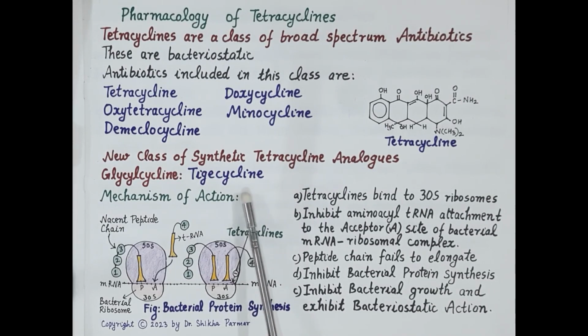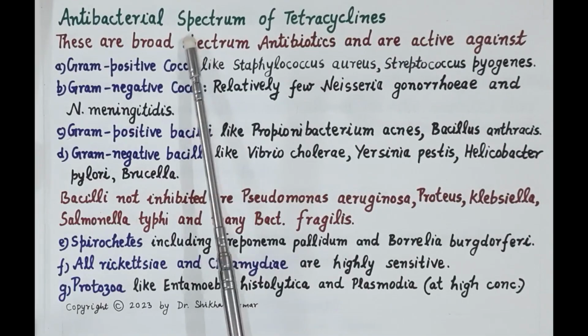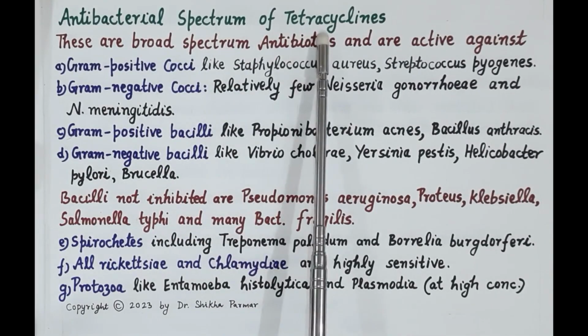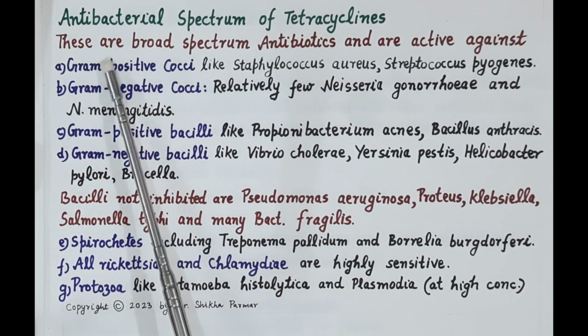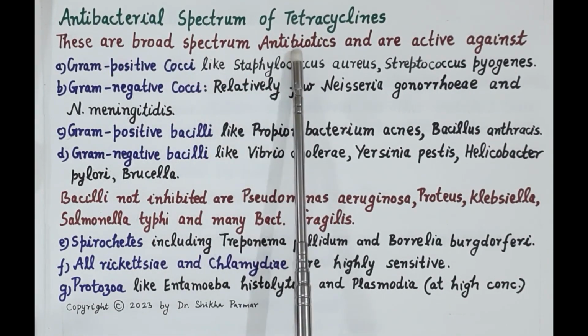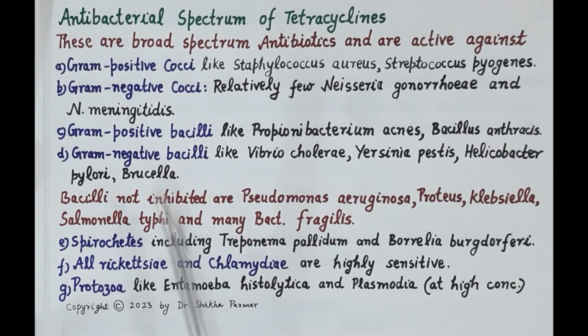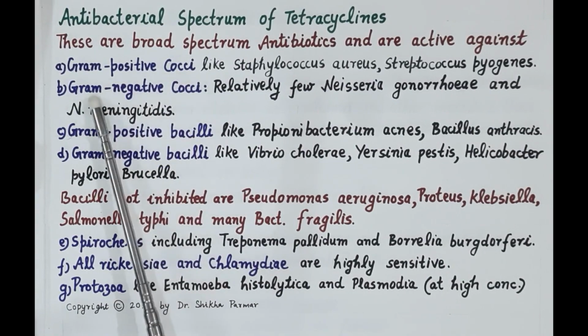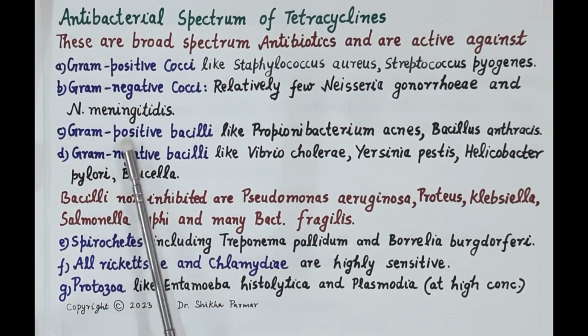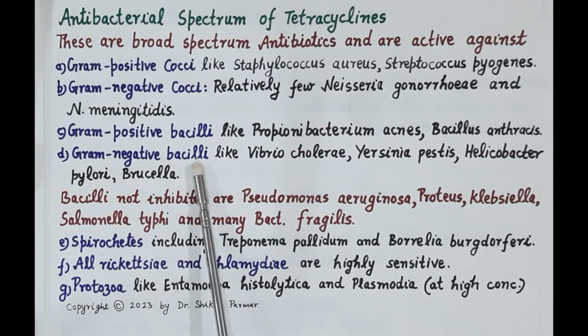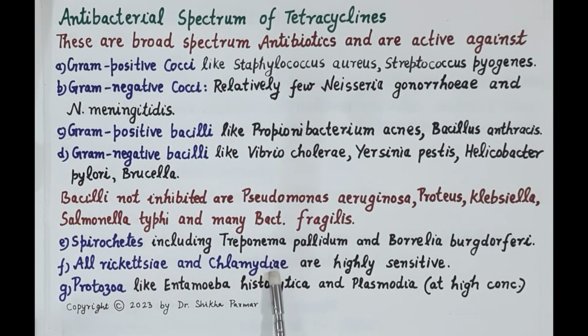Now, tigecycline also acts by the same mechanism. Now, let's study antibacterial spectrum of tetracyclines. Tetracyclines are broad spectrum antibiotics as they are active against a wide range of bacteria including gram-positive cocci, then gram-negative cocci, gram-positive bacilli, gram-negative bacilli, spirochetes, all rickettsia and chlamydia. In addition to this, they are also active against protozoa at high concentration.